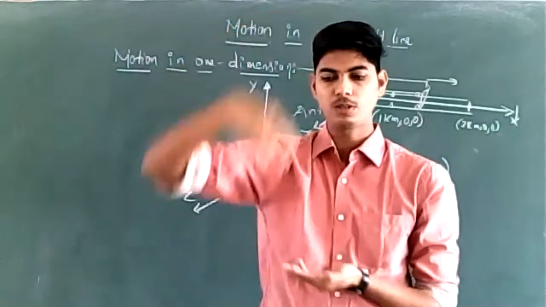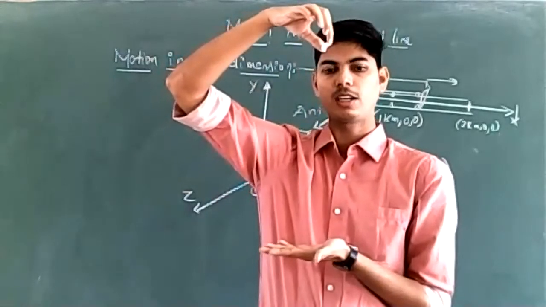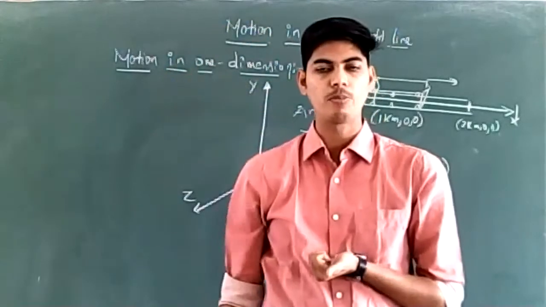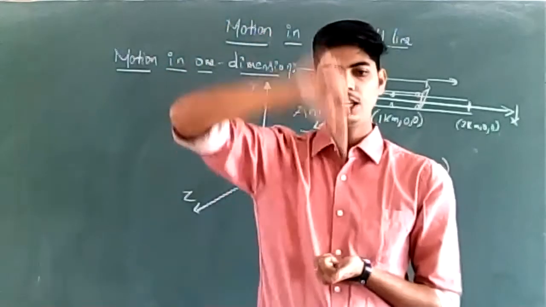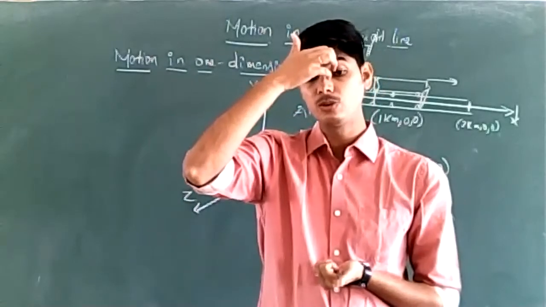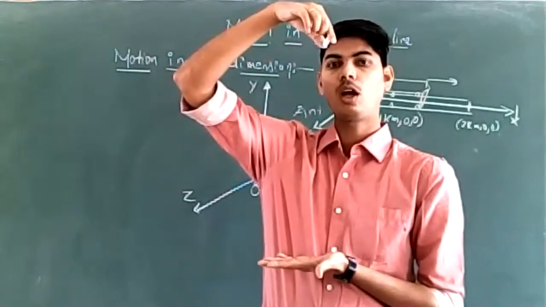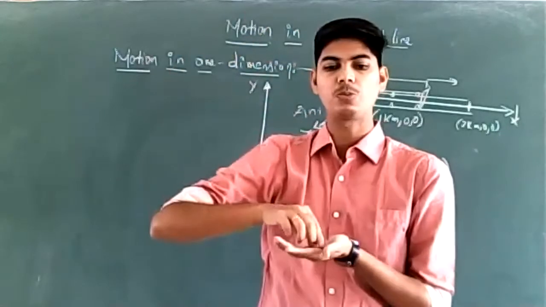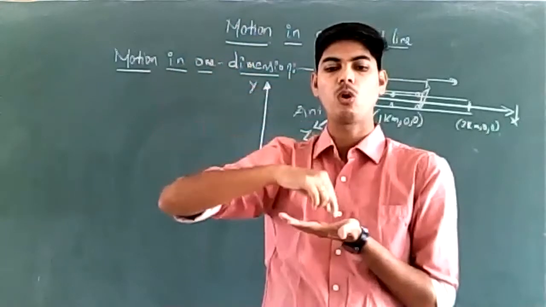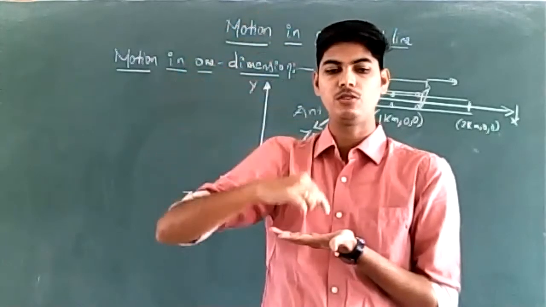I released an object from a certain height. Tell me the nature of the path followed by the object. What is the path? Straight line. Very good. Now tell me which position coordinate of this particle is changing with time.